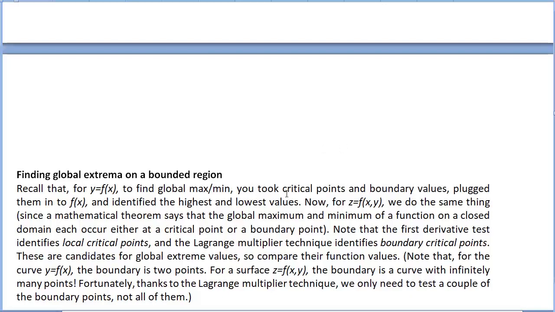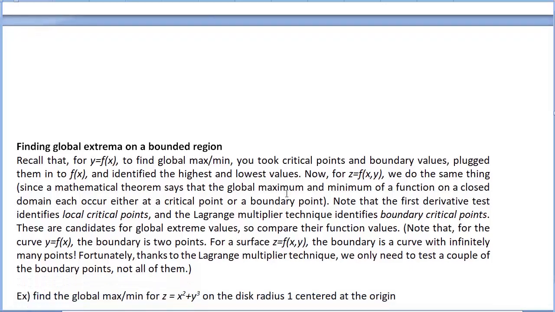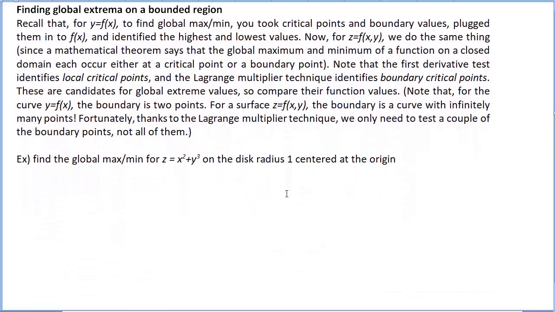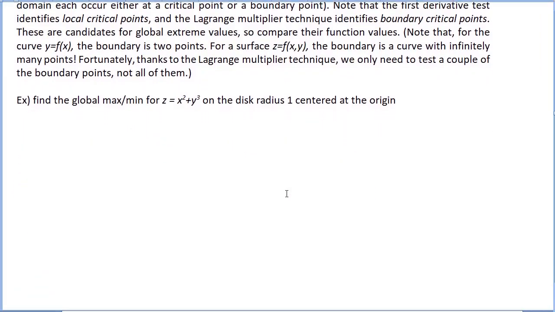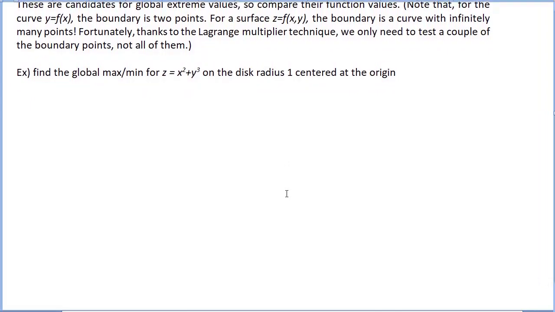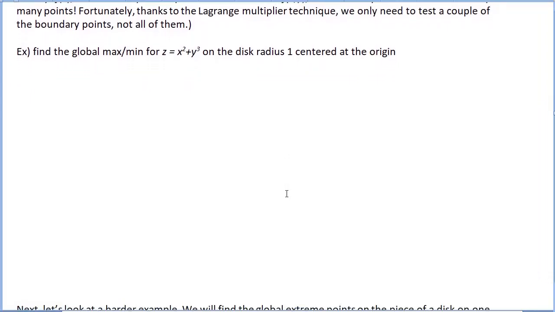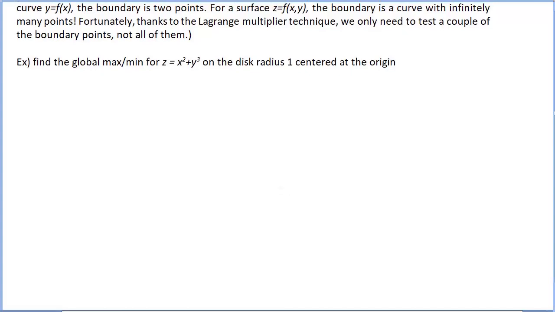Okay, so let's do an example in order to see how this all comes together using all of our techniques. Let's find the global max and min for the function z equals x squared plus y cubed on the disk of radius 1 centered at the origin. Just as a reminder, circle means just the circumference, disk means filled in, it's the whole region.